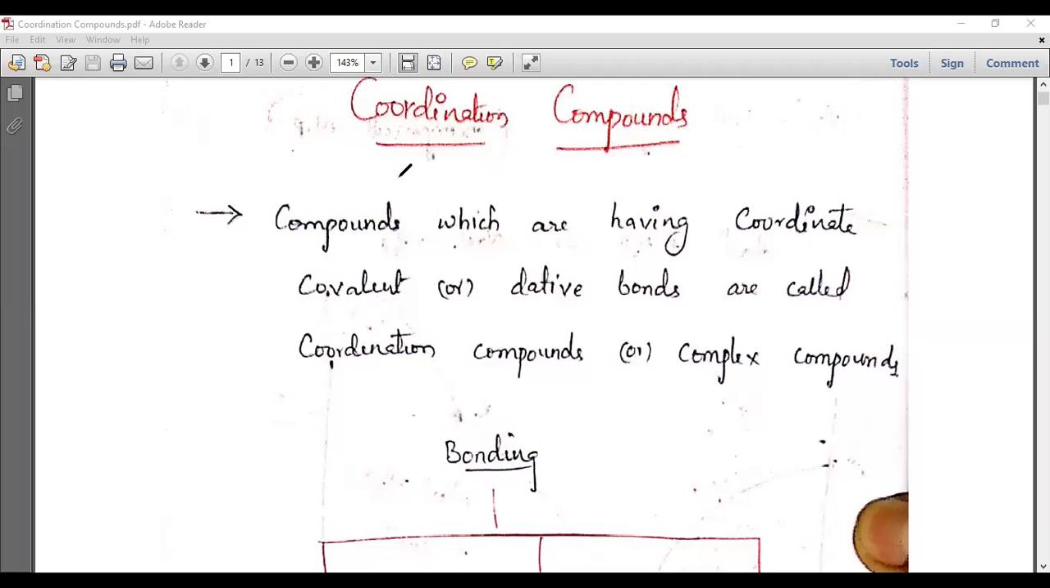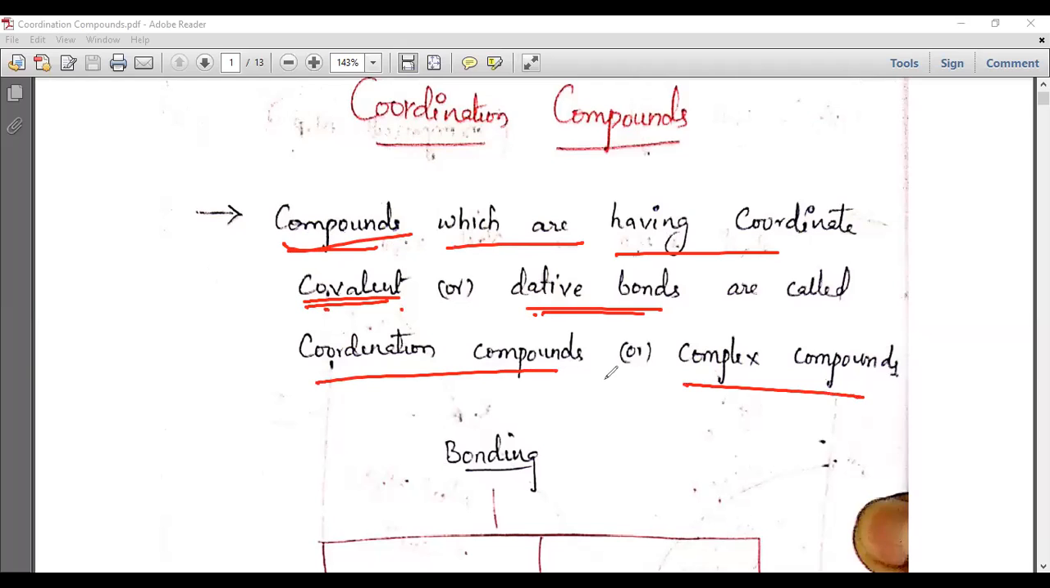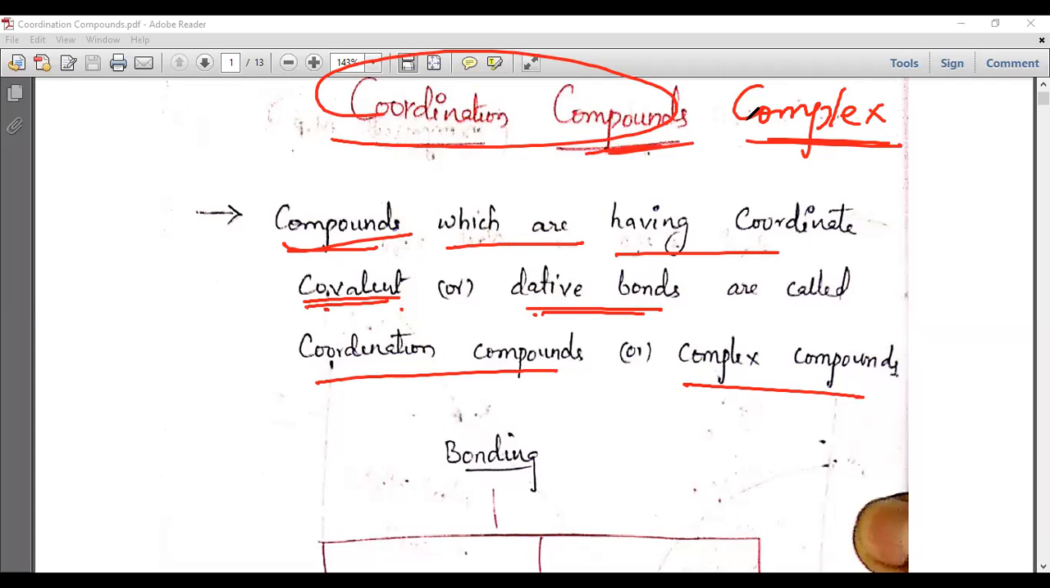So let us see what coordination compounds are. Coordination compounds are the compounds which have coordinate covalent or dative bonds. So dative bonds are coordinate covalent bonds. The compounds which have coordinate covalent or dative bonds are called coordination compounds, and they are also called complex compounds. Complex is exactly similar to coordination complex. Why it is called so, I will explain later. These coordination complexes are somewhat complex to understand, but you can easily understand here.